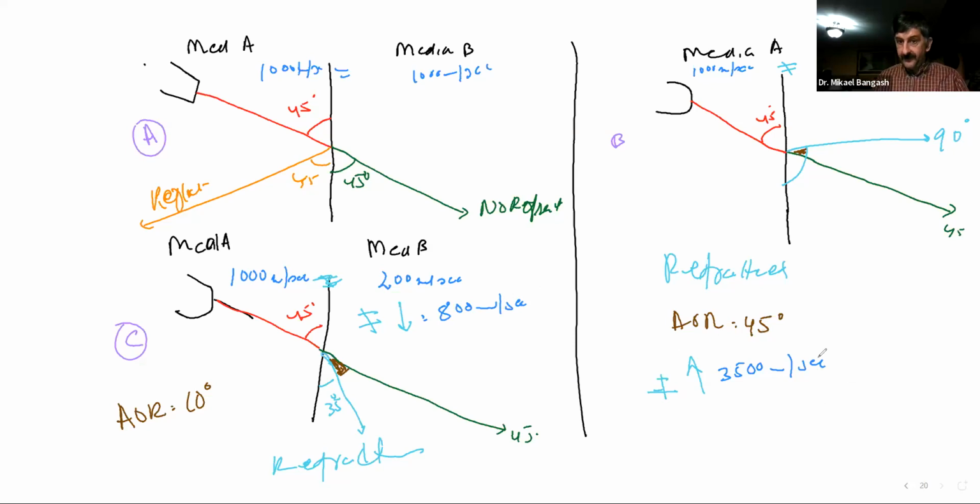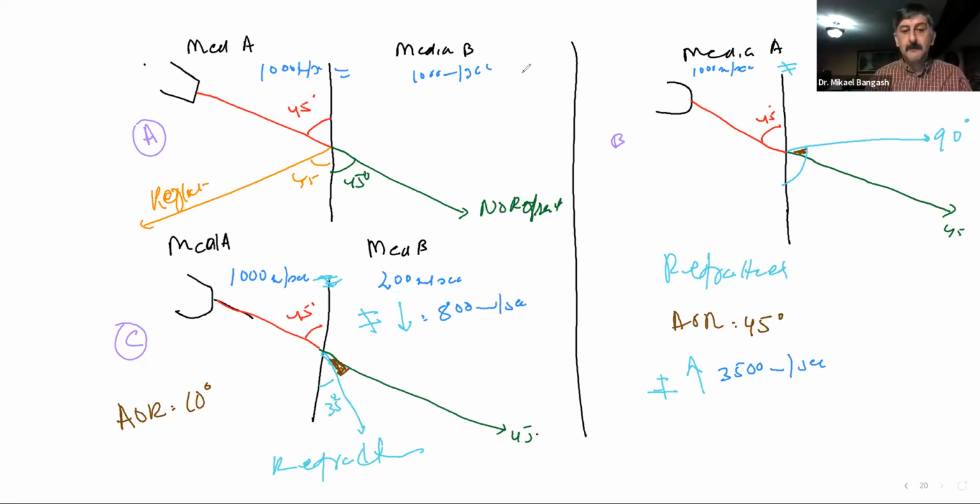So what does Snell's law say? The greater the difference in the propagation speed, the greater the angle, which means the lesser the difference in the propagation speed, the lesser will be the angle of refraction. Did you guys get that? Yes. Good.